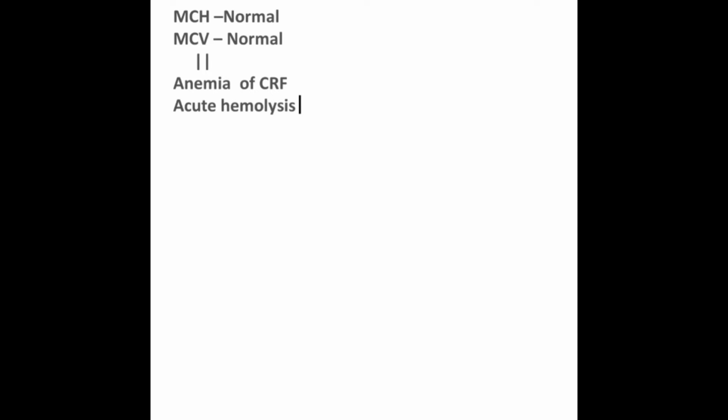If MCH is normal and MCV is normal, then it can be anemia of chronic renal failure or acute hemolysis. If it is associated with pancytopenia, it is aplastic anemia.